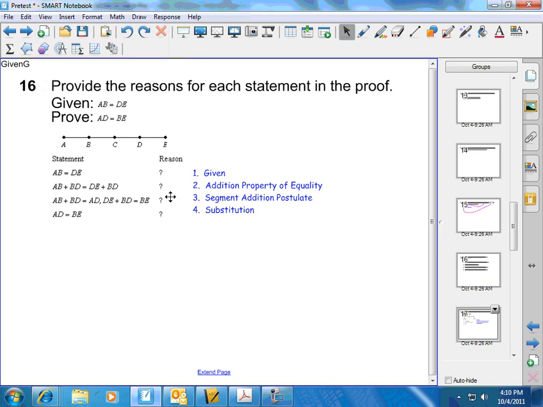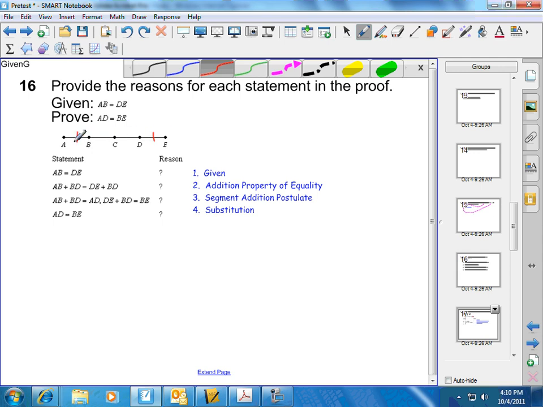Okay, so now we're looking at number 16. We're going to fill in the blanks for a proof. We're given that AB is equal to DE in length. Okay, so we could also say they're congruent, so I put some congruent marks there. And we want to prove that segment AD is equal to segment BE.